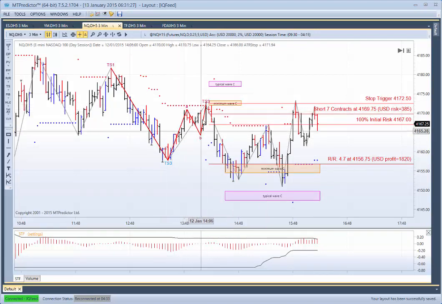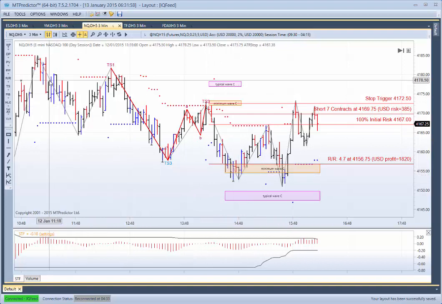It would have been A, B, C, a very, very short wave C, but nevertheless an ABC correction into our TS3 sell setup. Again, the position sizing takes care of the number of contracts, to keep your initial risk small and under control. This trade then went down to our first target. STF again is still weak, therefore you look to come out at the profit target, and this time it would have made a 4.7R, or almost 5 times greater than initial risk. And this is why position sizing is so important, and having profits much larger than the losses.